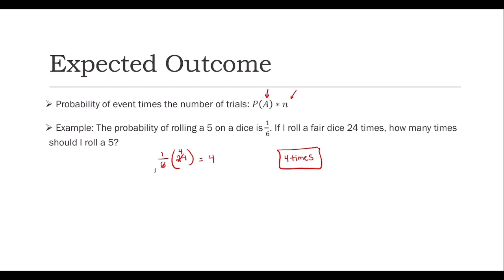This isn't going to happen every time. Sometimes you could get no 5s, sometimes you could get several 5s, but most likely you're going to get around 4 times because according to probability, you should get around 4.